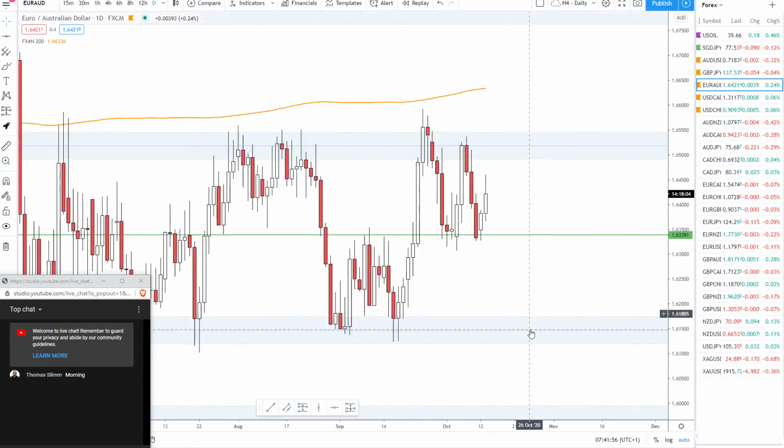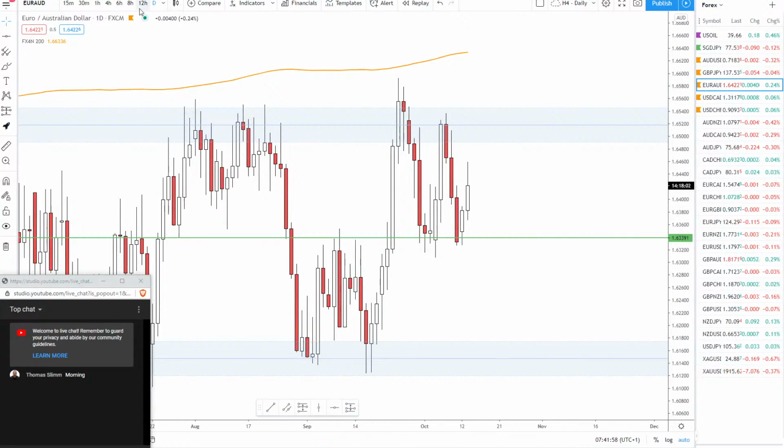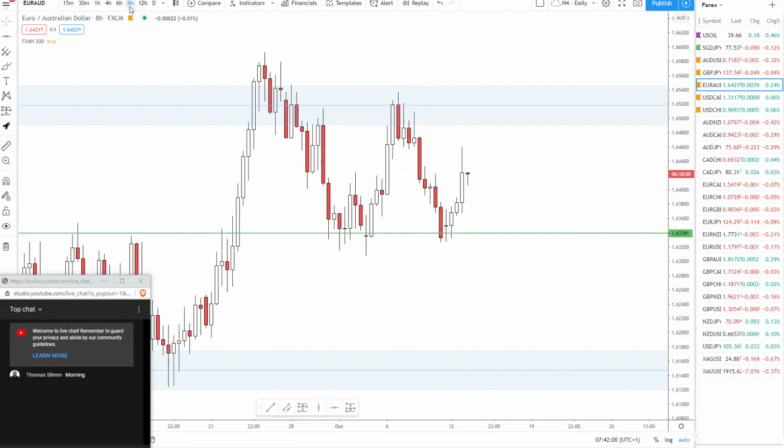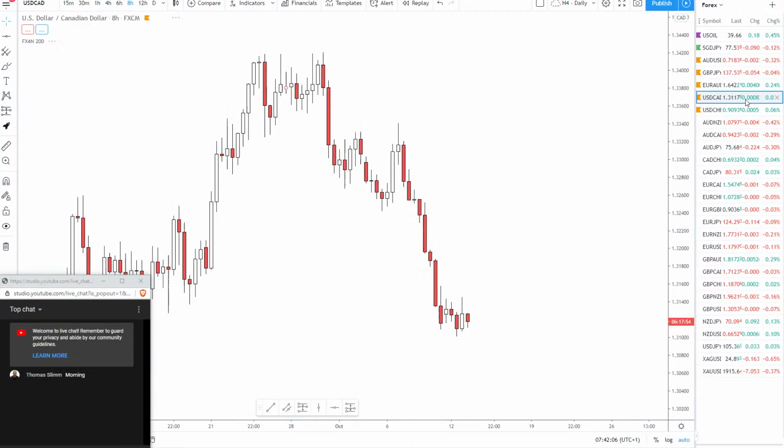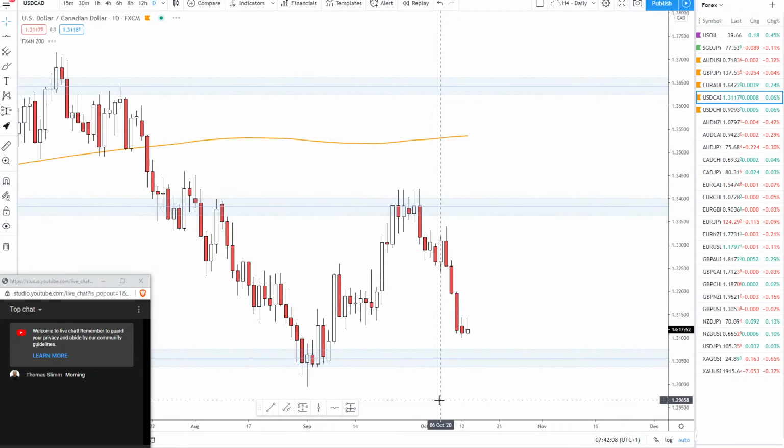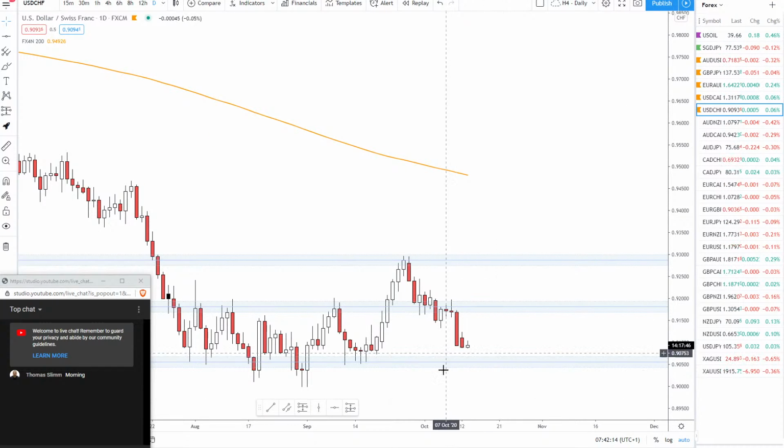Euro AUD, it's in a bit of a range. It's valid on down to the 6 hour. Just waiting for price to push up to this resistance here for a potential short from resistance. USDCAD back to the daily, waiting for price to hit the support area for a potential long from the support area. And finally, USDCHF, similar to USDCAD, we're just waiting for price to push down to the support area for a potential long.